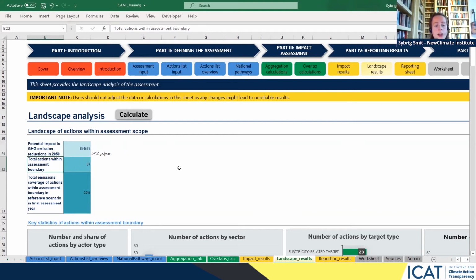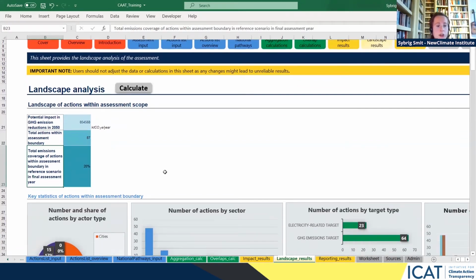Then it summarizes how many actions were actually inserted into the aggregation analysis. So in this case, 87. And the total emissions coverage of actions in the final assessment year. So in our case, 2050, 20% of the emissions were covered by actions if actions would follow a reference scenario.